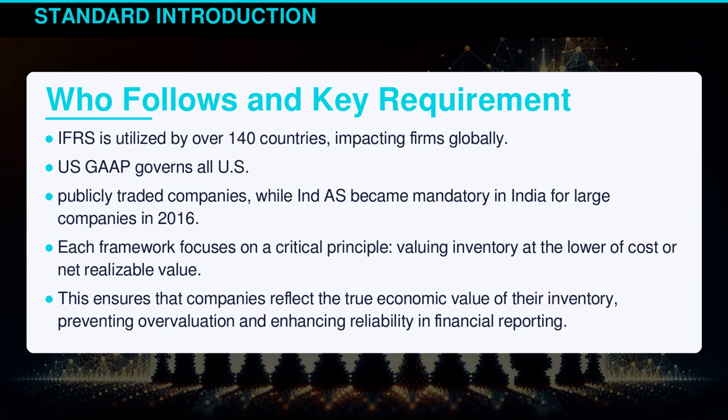International financial reporting standards is utilized by over 140 countries, impacting firms globally. U.S. generally accepted accounting principles governs all U.S. publicly traded companies, while Indian accounting standard became mandatory in India for large companies in 2016. Each framework focuses on a critical principle, valuing inventory at the lower of cost or net realizable value. This ensures that companies reflect the true economic value of their inventory, preventing overvaluation and enhancing reliability in financial reporting.